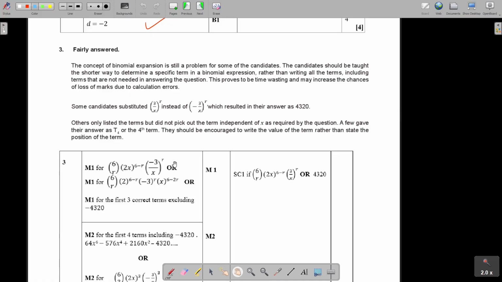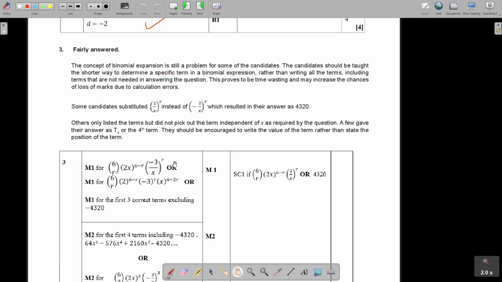It's fairly answered. The concept of binomial expansions is still a problem for some of the candidates. The candidates should be taught the shorter way to determine a specific term in a binomial expansion, rather than writing all the terms, including terms that are not needed in answering the question. Like I did, I just worked out the constant. This proves to be time-wasting and may increase the chances of loss of marks due to calculation errors and also not finishing the paper.